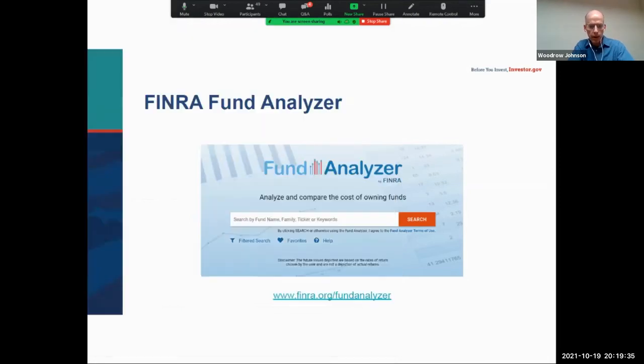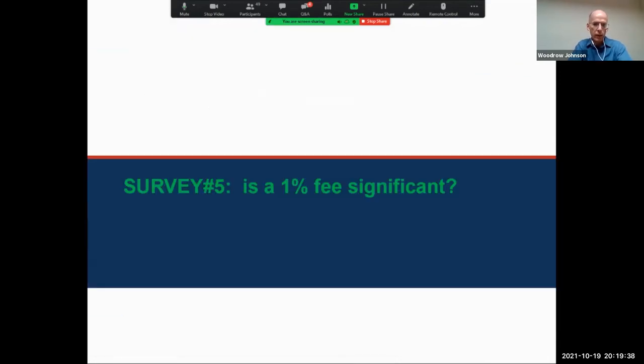Okay, going back to the main slides, that's important because whenever you invest in a fund or an asset, you're going to pay a fee for that investment. So make sure you understand your fees and know whether the fee for you is too much or too little.